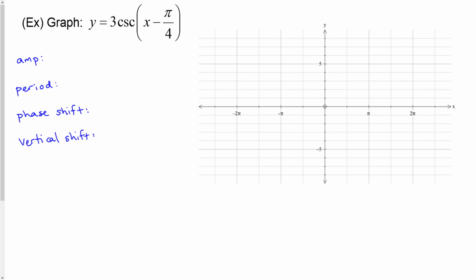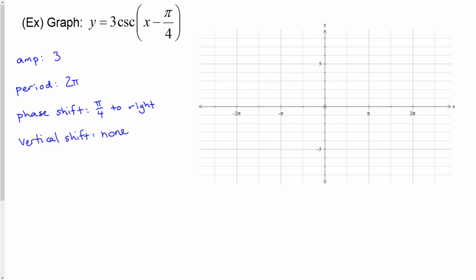Okay, in this case, there is an amplitude change. The amplitude is 3. Period, there's no multiplier on my x, so there's no period change, so it's still just 2 pi. The phase shift, there is a phase shift. It's going pi over 4 units, but be careful on the direction. Since it's x minus pi over 4, it goes in the opposite direction of the sign, so this is going to the right. And then the vertical shift, there is no vertical shift.